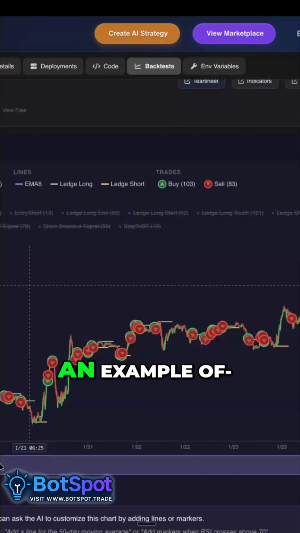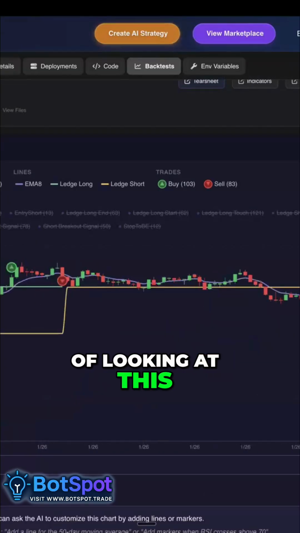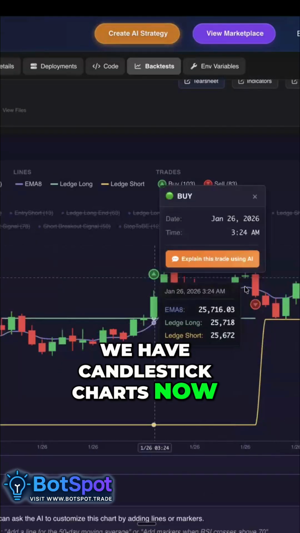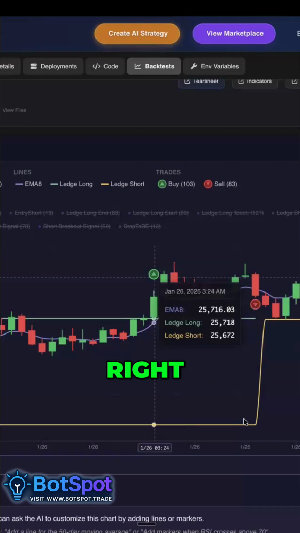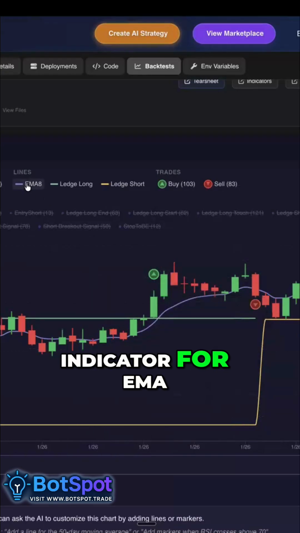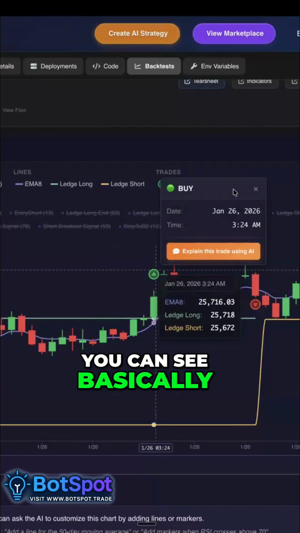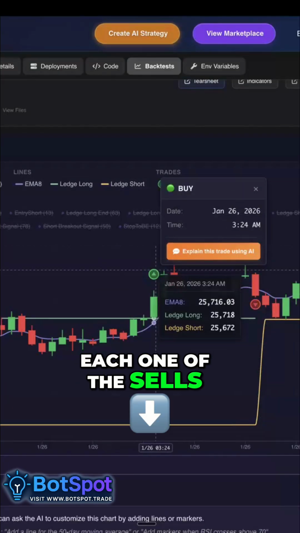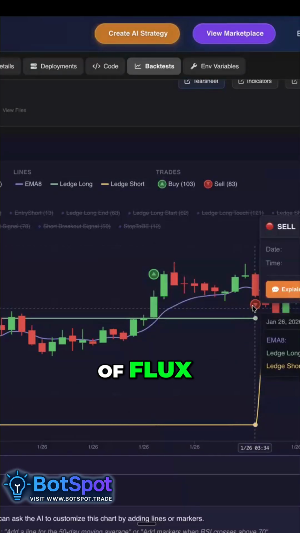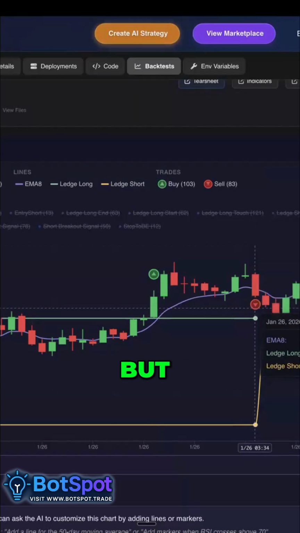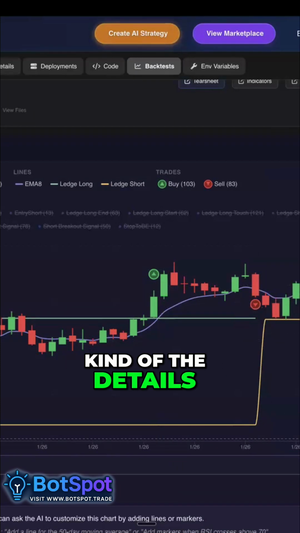So here's an example of looking at this, right? Let's say here's one of the strategies. We have candlestick charts now, and you can see all the different indicators, right? You can see the indicator for EMA going through the candlesticks, and you can see basically each one of the buys and each one of the sells. It's still in a state of flux because I should have more details about the buy and sell. But yeah, you can really explore the details of what's going on here.